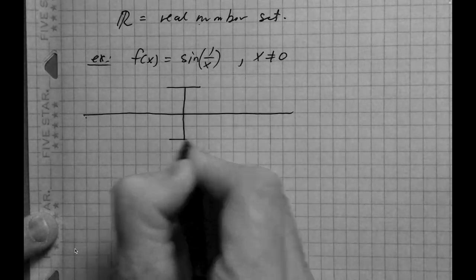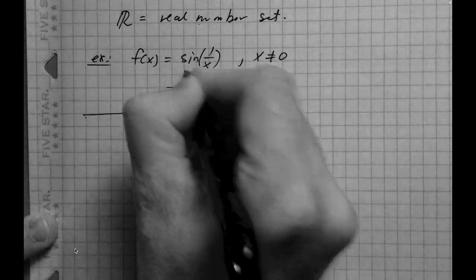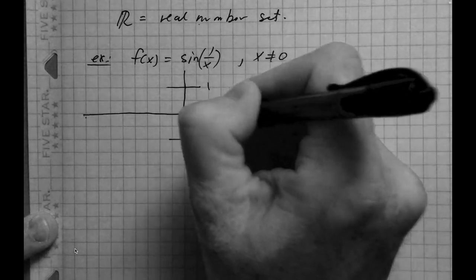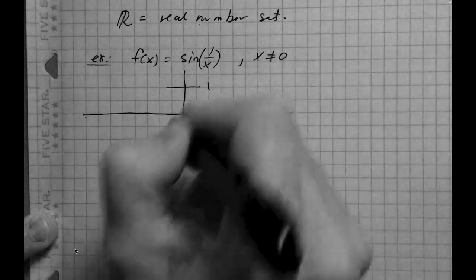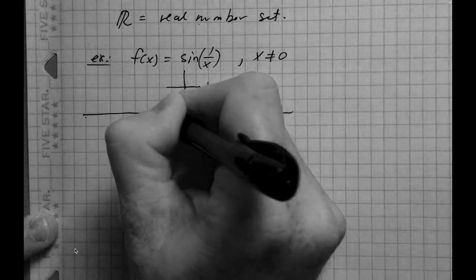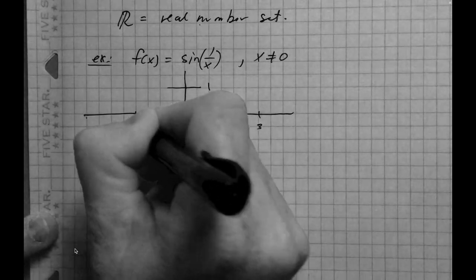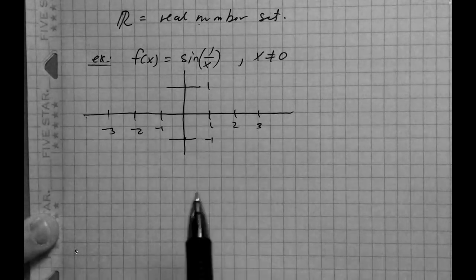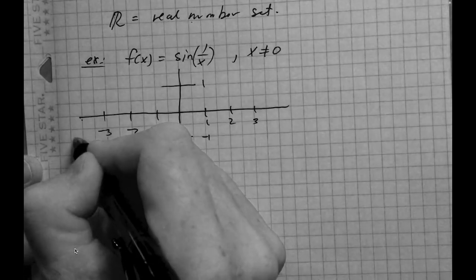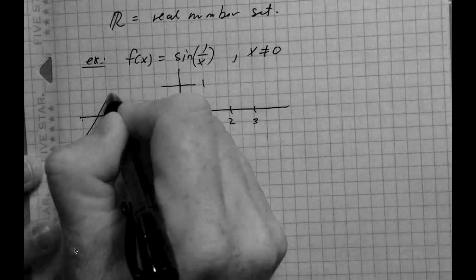Okay, so put those on here. So this is positive 1, this is negative 1, right? And then out here you've just got all of the x values. And then out here you've got all of the negative x values. Right, and so the function, it's a normal sine function. It's just got a weird argument.